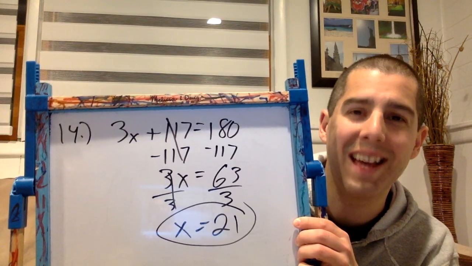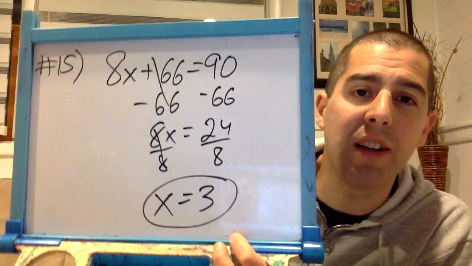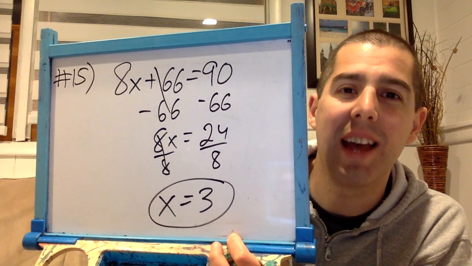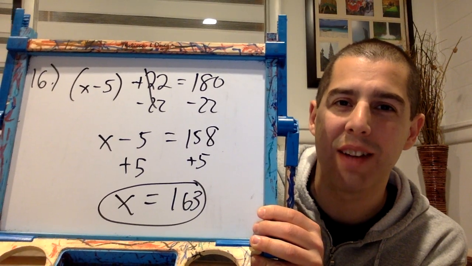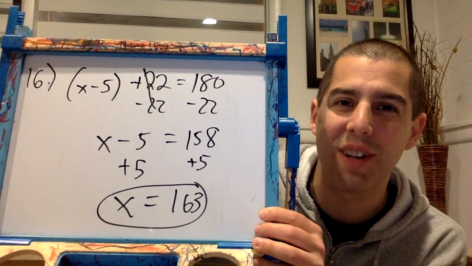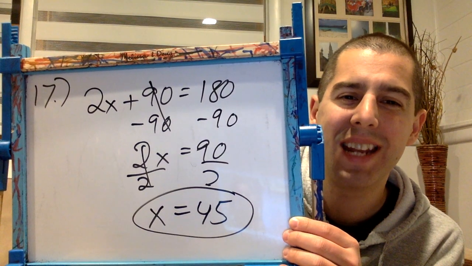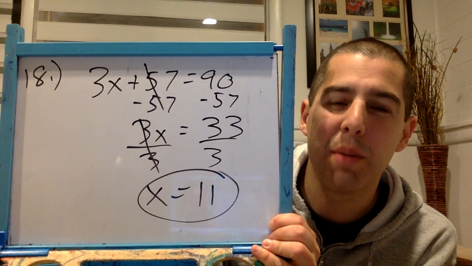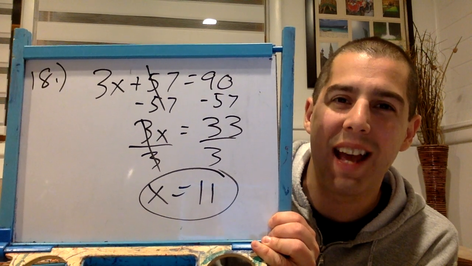Number 14, x equals 21. Number 15 makes a right angle, so that's back to complementary angles. They add up to 90 degrees, x equals 3. Number 16 is supplementary angles, x equals 163. Number 17 is supplementary angles that add up to 180, x equals 45. And the last problem, number 18, is an example of complementary angles that add up to 90 degrees, x equals 11.